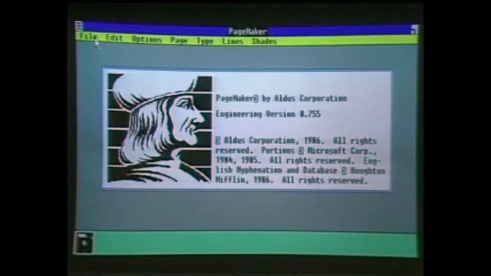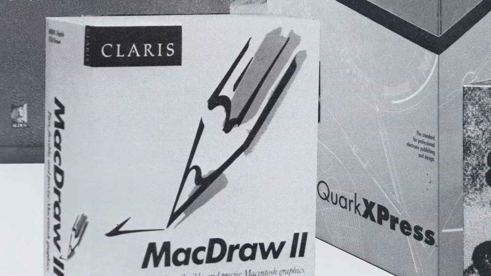It's like a 3-legged stool. There was Adobe, there was Aldus, and there was Apple. If you took one away, it would fall over.